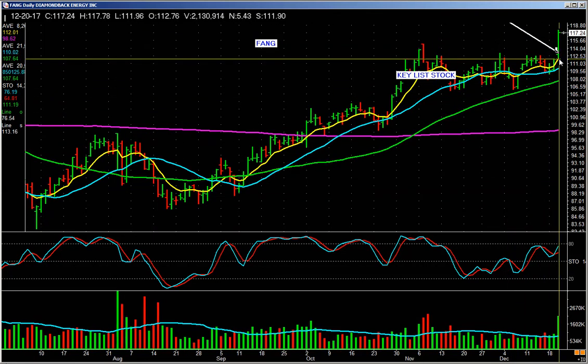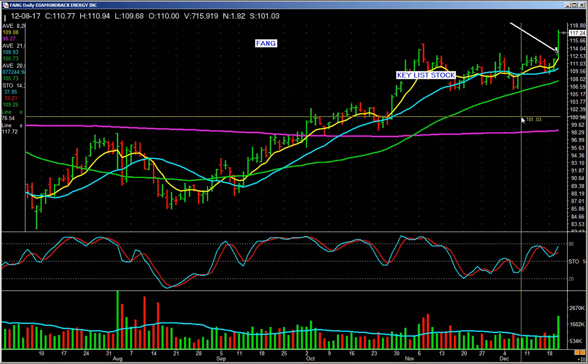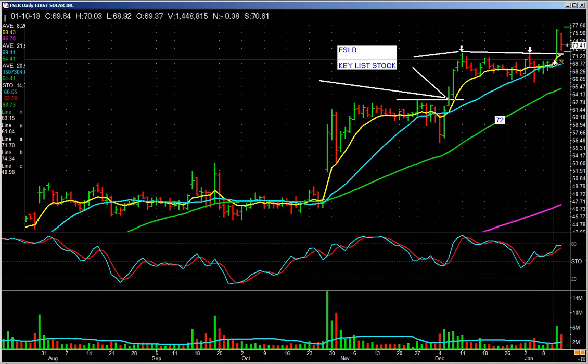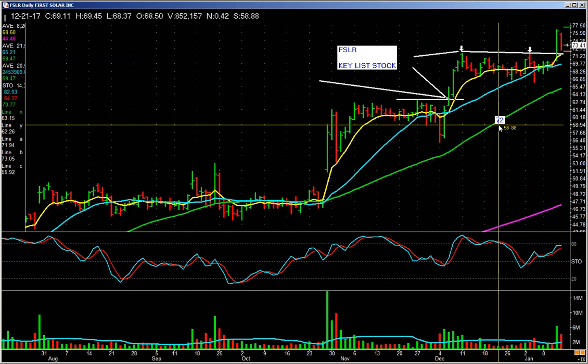Oh, the next day it doesn't. Oh, stochastics are moving on up. They're not over 80, but they're really moving up. That's too close to 80. I can't buy that. And guess what happens? You miss it. First Solar lifted through this little channel right here. Stochastics approaching 80. I'm going to stop there, okay? I don't want to beat this too much.